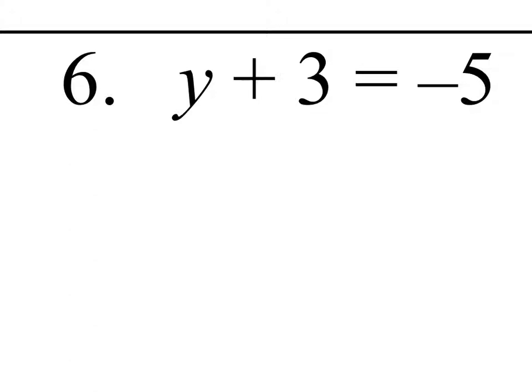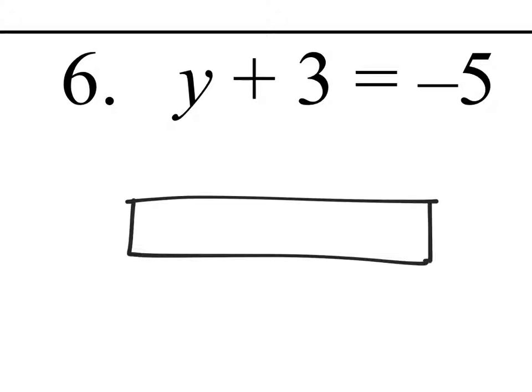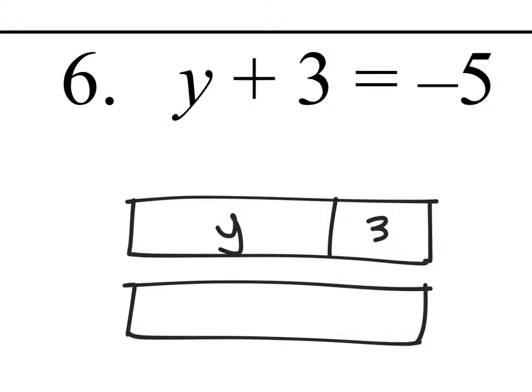y plus 3 equals -5. Let's take a gander at these. So if I had a y, and then I tagged 3 more onto that, that's a y, then I would have the value of -5. So what do I got to do on these?